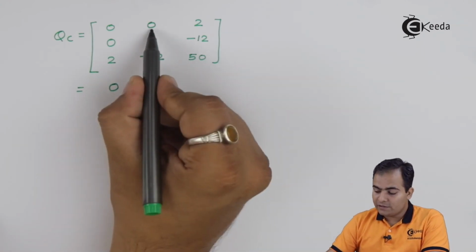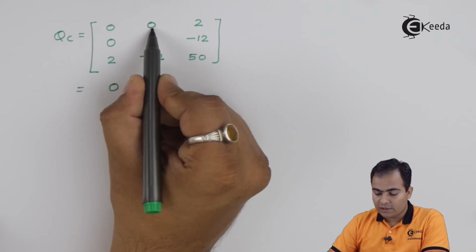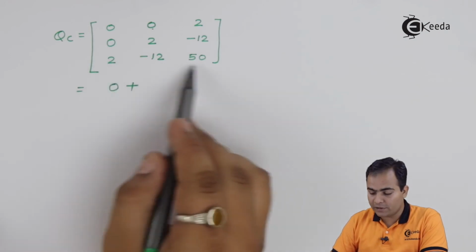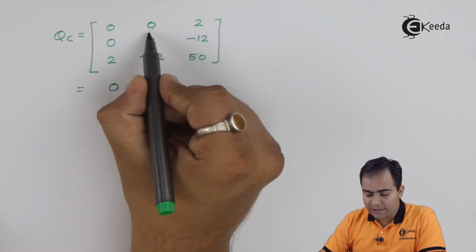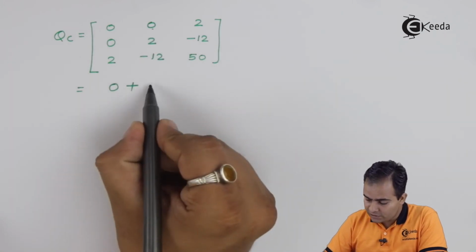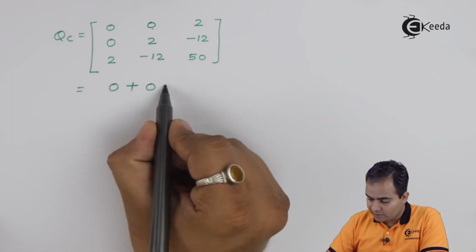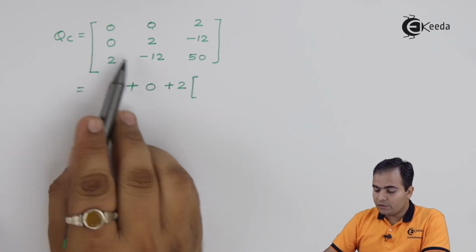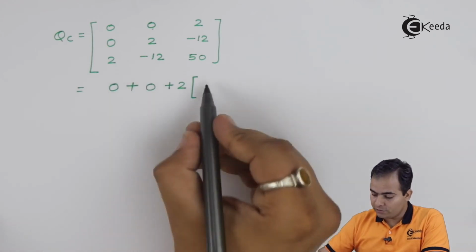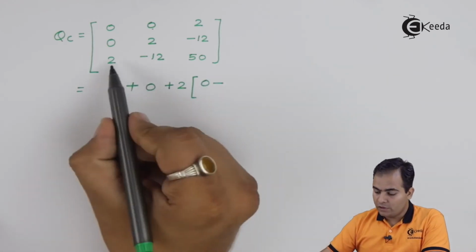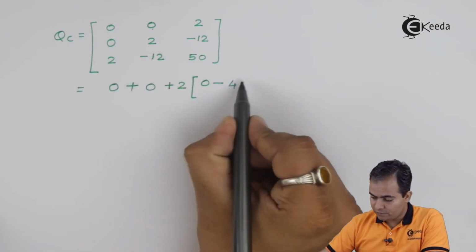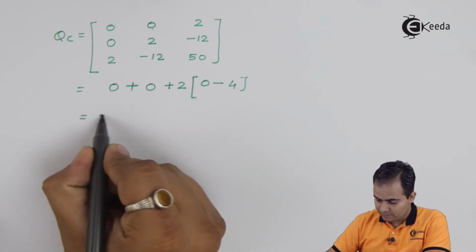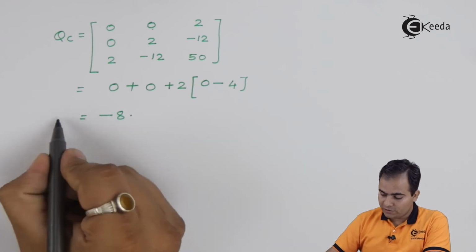Again, this one also has a first value 0, and after that you are going to multiply 0 into 50 and it will be subtracted. The minus 12 into 2 is subtracted from 0 into 50, but there is no use because the whole product is multiplied with 0, so answer is 0. Now the second element, that is last 2. Here 0 into minus 12, answer is 0, minus 2 into 2 is 4, so we'll write here 4. So what is remaining? 0 plus 0 plus 2 into minus 4, answer is minus 8. So this is the value of QC.